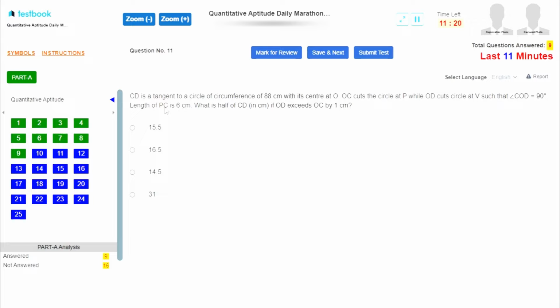Radius 14, plus 6, is 20. So OC is 20, then CD will be 1 centimeter more, 21. So 20, 21, 29, it's a triplet. So the hypotenuse CD is 29, and half of 29 is 14.5.